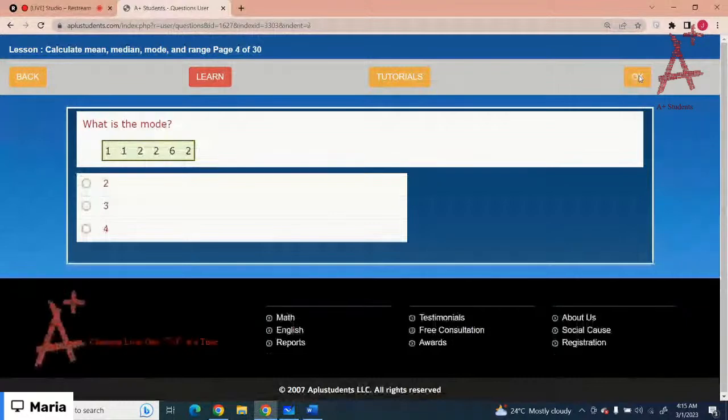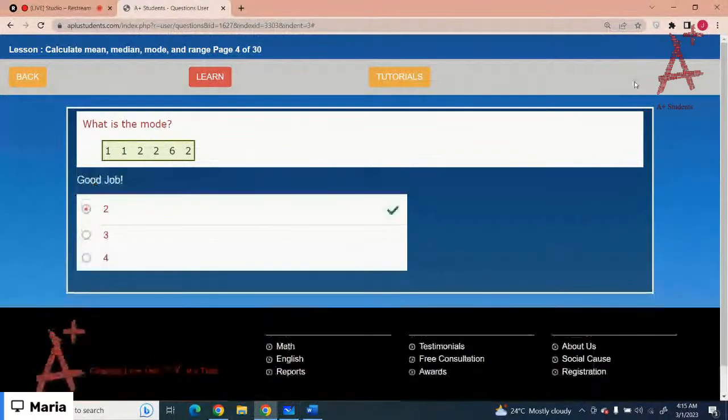What is the mode of the data? So which is the correct option? 2, 3, or 4? Mode is the number that appears the most in the data. So which number appears the most? 2. Got it? 2 appears 3 times in the data. So the mode of the data is 2. So just select the correct option, then click on the OK button.